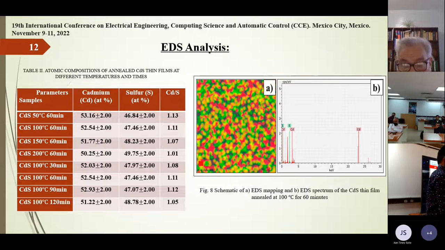And did you use EDS for this estimation? Yes, but we know the technique. I just took the average, and then the up and down variation. So I just took those values too.